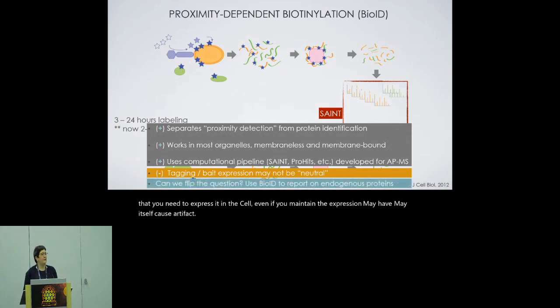So can we flip that around? Can we acknowledge that we will never get the bait perfect, even if we do CRISPR screening, because we're tagging stuff?